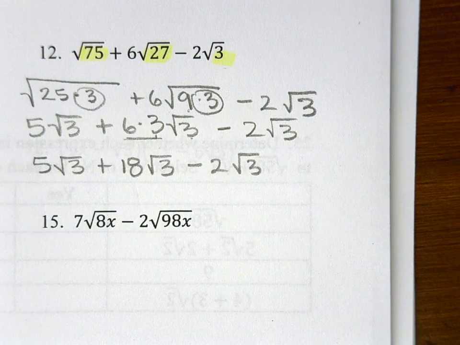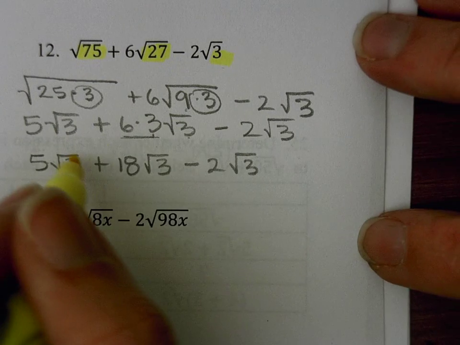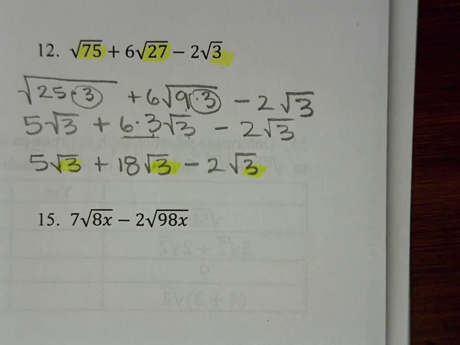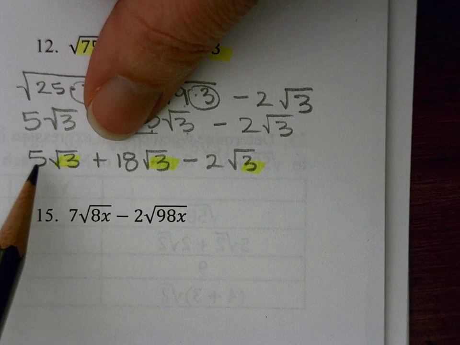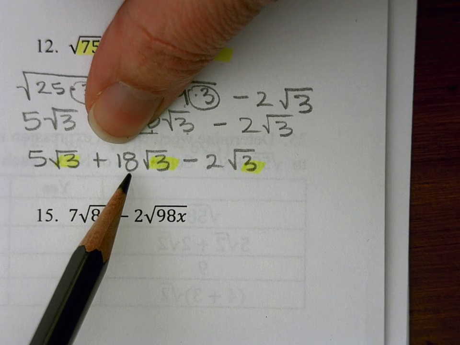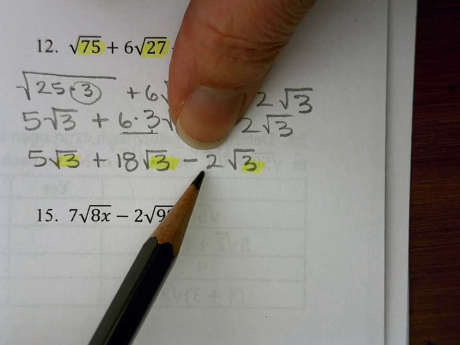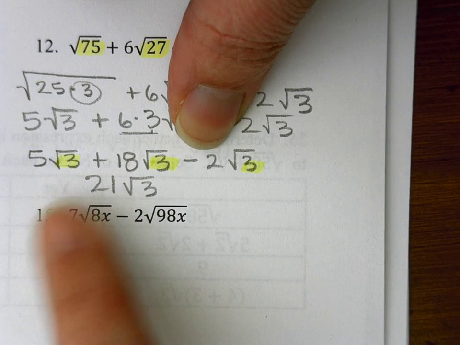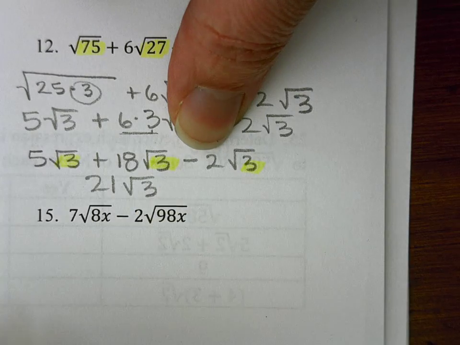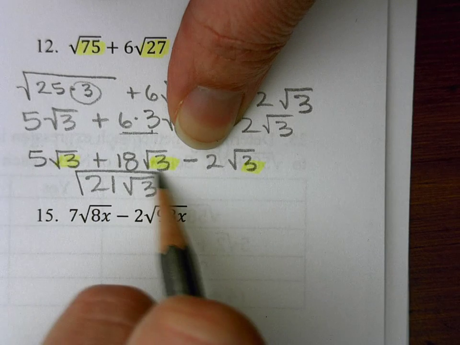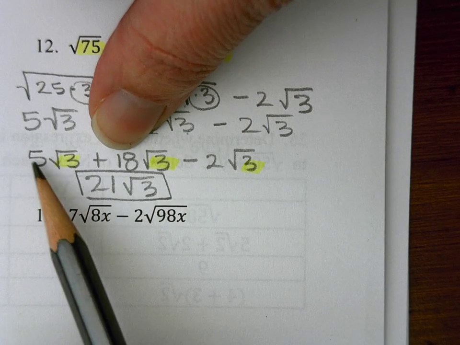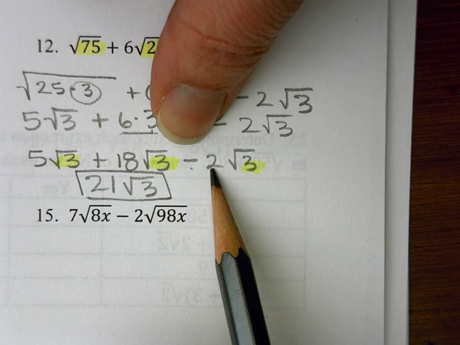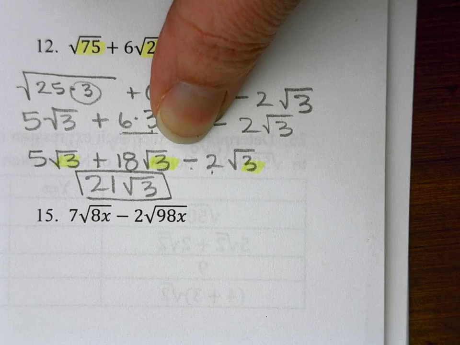So I'm done simplifying the radicals, and if I look, all of these have the same square root, so then I can go ahead and combine those. So 5 plus 18 is 23, and then minus 2 is 21. So I would have 21 times the square root of 3. I'm adding the coefficients, 5 plus 18, and then minus 2. And then the root 3 doesn't change.